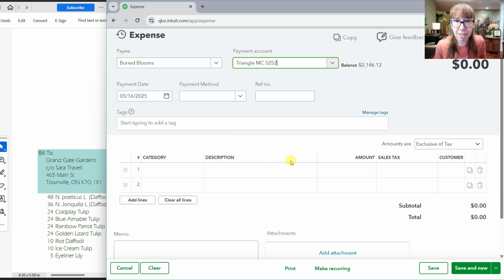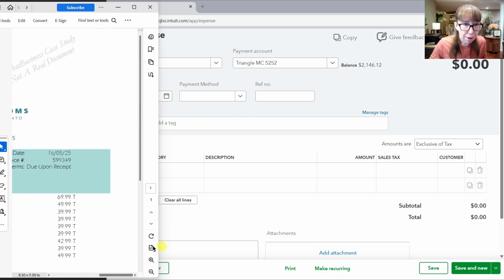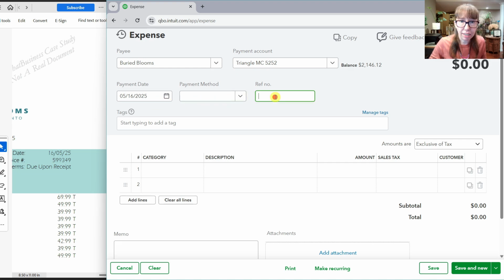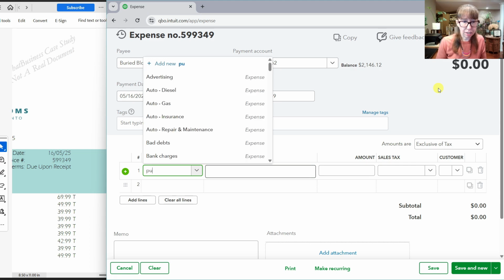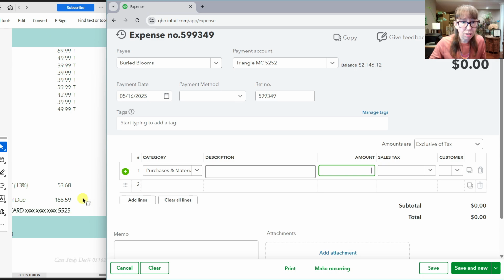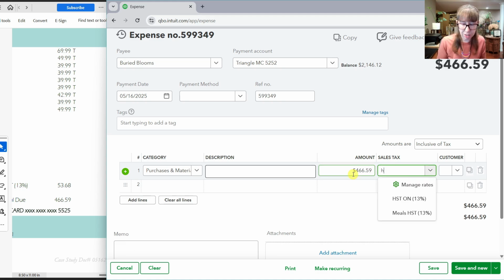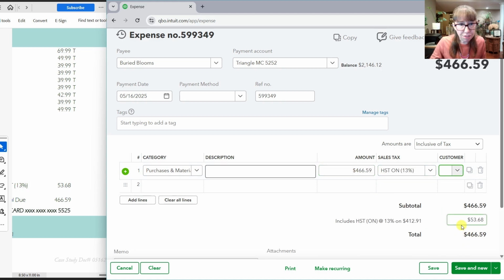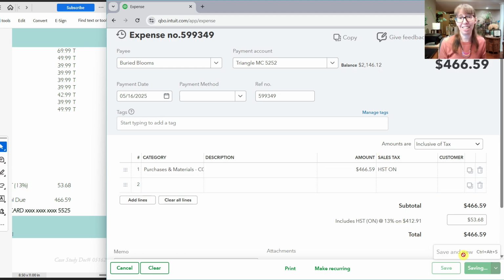This is the first time we've put it in as an expense entry and not as a bill. And so we're just going to have to populate it all. No prob, Bob. So that's May 16th again. And the reference number, I don't put MC5252 because there's actually a bill number that we want to track here. It's 599349. And then the category is purchases and materials, COGS. And they don't do a subtotal, so we're going to switch this to inclusive to make it quicker and easier. 466.59 with HST in it. And we can see 5368, 5368. We're going to go save and close because it's the last charge in the charges folder.